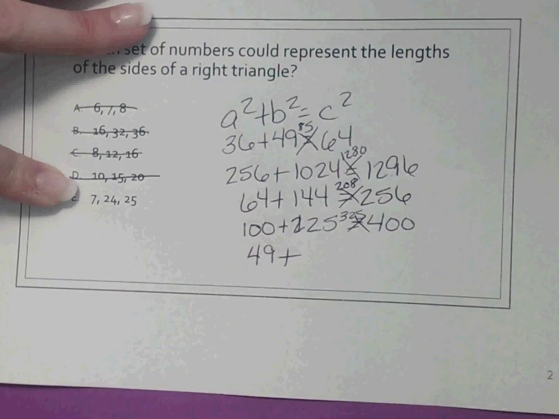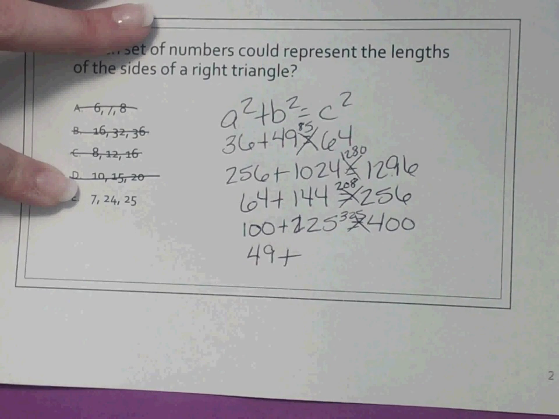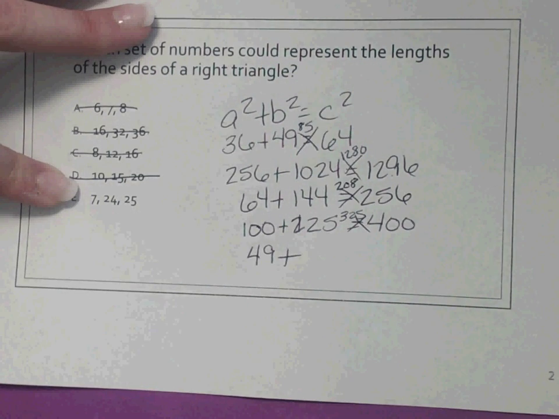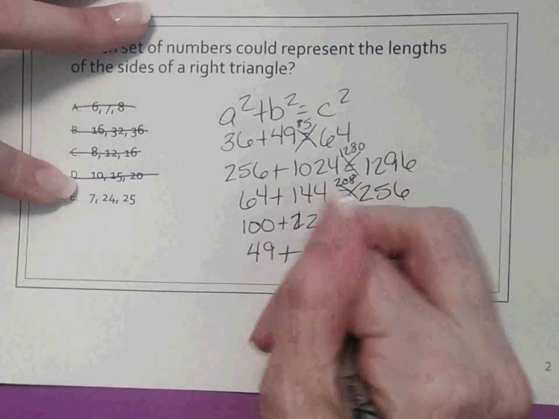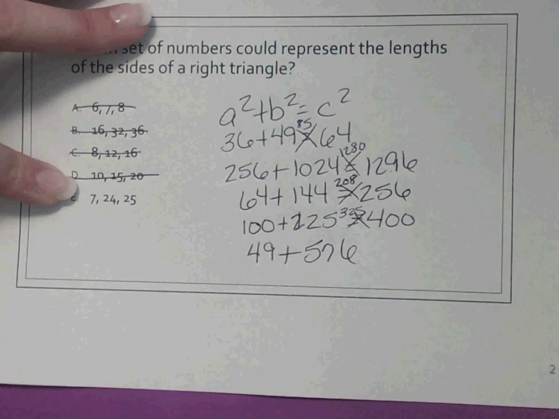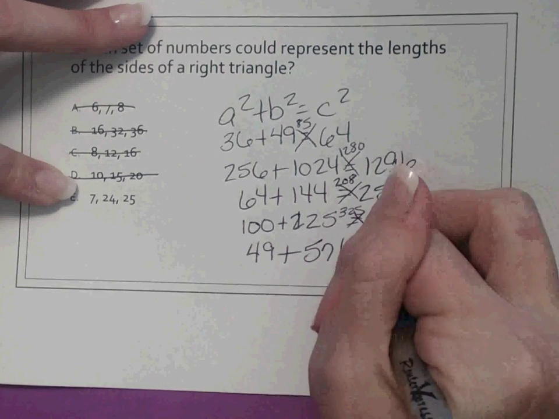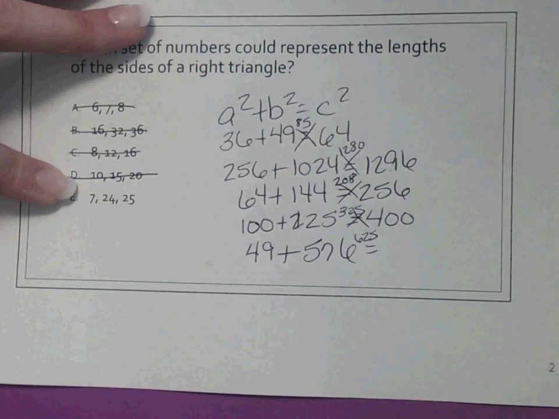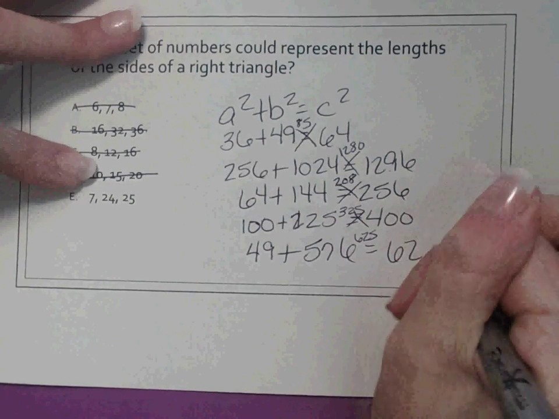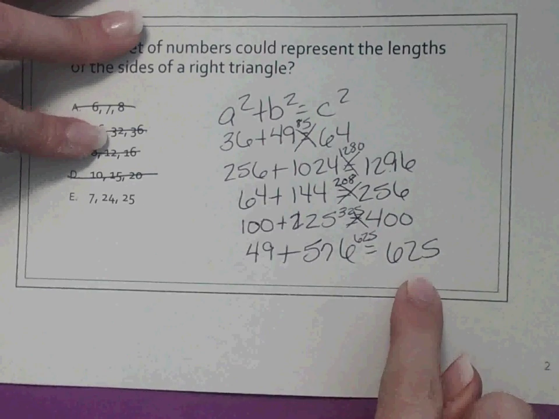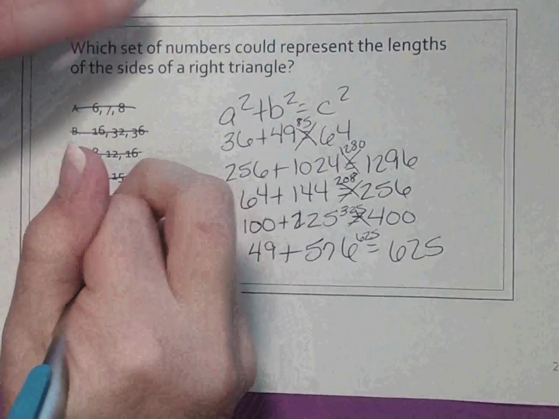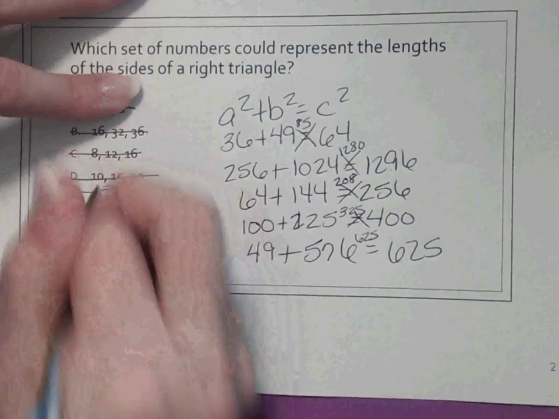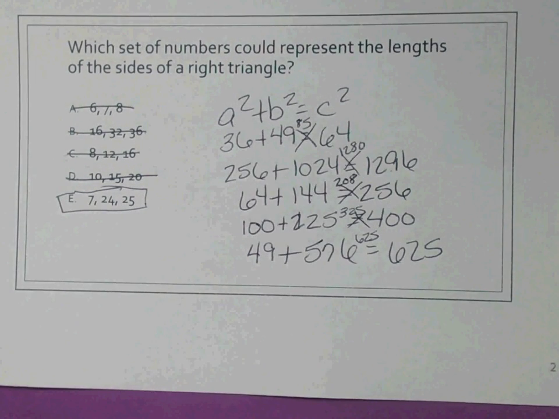7 squared is 49. 24 squared is 576. When I add them together, I get 625. And 25 squared is 625. Because these are equal, it's a true statement. So this is our answer.